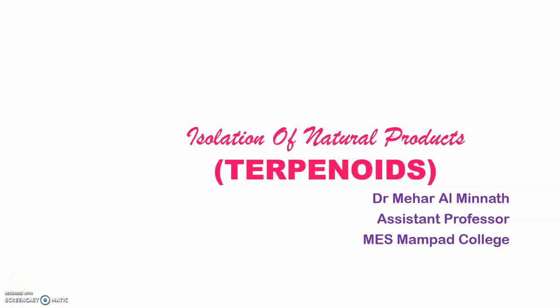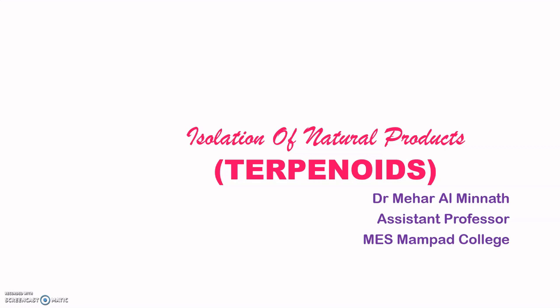Hello all. I shall just brief you on the isolation of terpenoids under the heading Isolation of Natural Products. Now, as you know, terpenoids are obtained from plants, and there are complex terpenoids and simple terpenoids. Each plant will have different types of terpenoids in it, and different plant parts will have different types of terpenoids and different quantities of the same terpenoid.